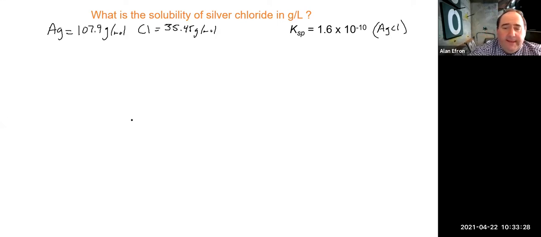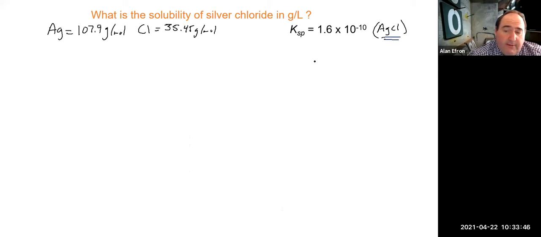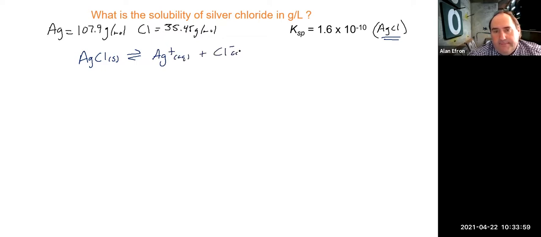So first off, again, in a problem where you're pretty much only given the Ksp value, no other piece of information, that automatically should scream to you that you do need to do an ICE table for sure. So what is the ICE table really going to be based upon? It is going to be based upon our solid, which in this case is silver chloride. And we're just going to simply take our solid and break it apart into the appropriate ions, which in this case would be the silver ion plus the chloride ion.